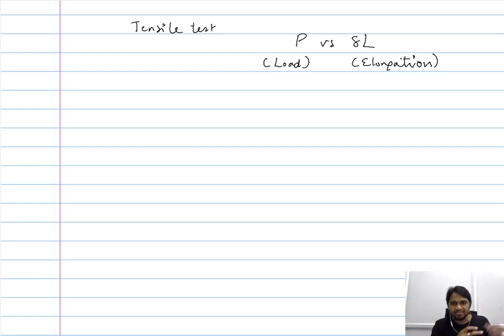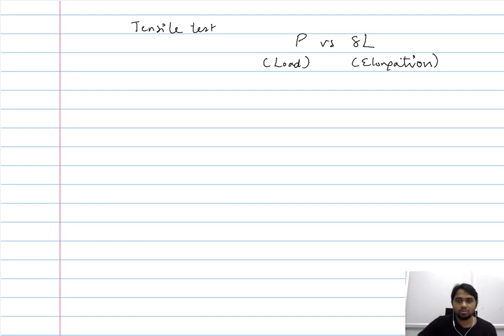Now, as these studies were being performed, it was realized that this load versus elongation, even though the results that you present are accurate, even though the behavior you see is understandable, these results were dependent on the dimension of the materials or the dimension of the sample that you consider. So in order to get rid of this influence of the dimension on the results of a particular test, we normalize each of these parameters with the initial dimension.